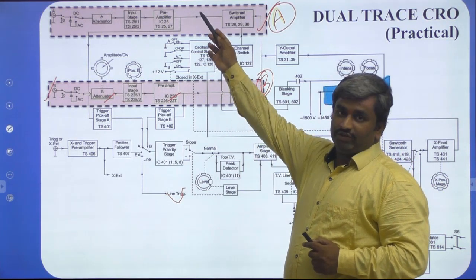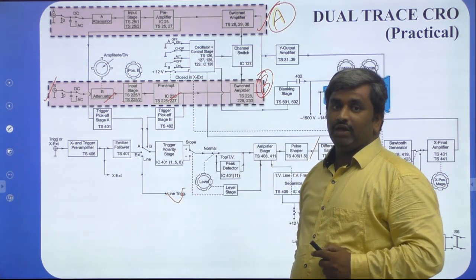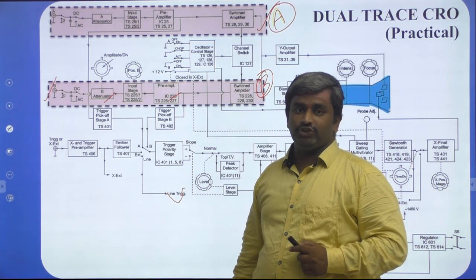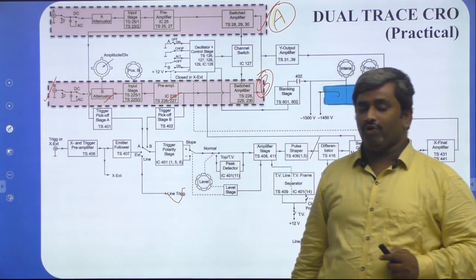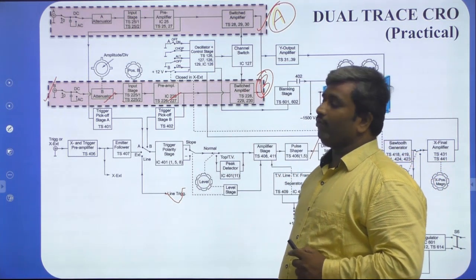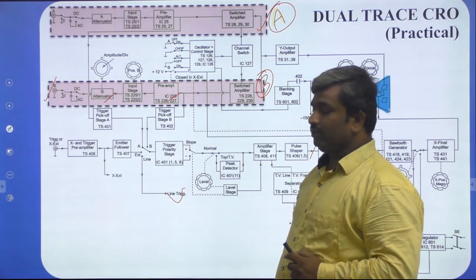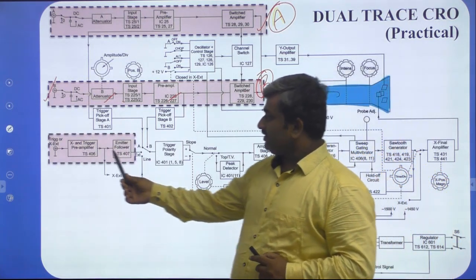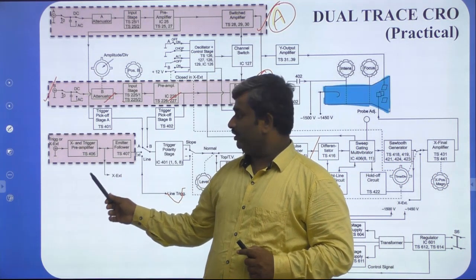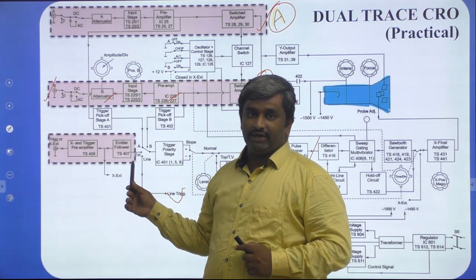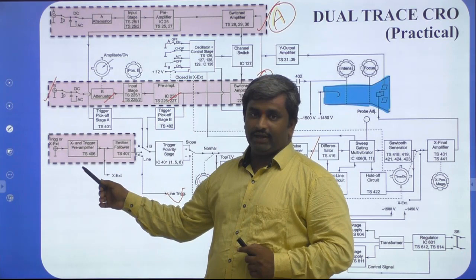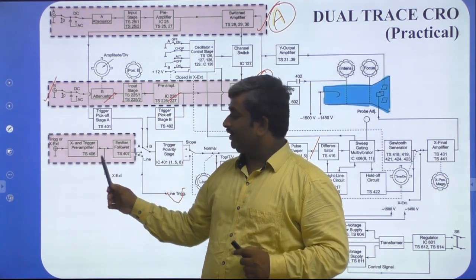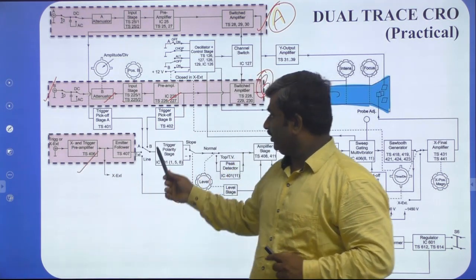In this amplifier we can adjust the attenuation from 10 dB, 20 dB up to 40 dB, and here we have volts per division knobs also. Next, this is an external triggering switch. We can give the triggering internally or externally. If you want to use external triggering, you have to use this circuitry.